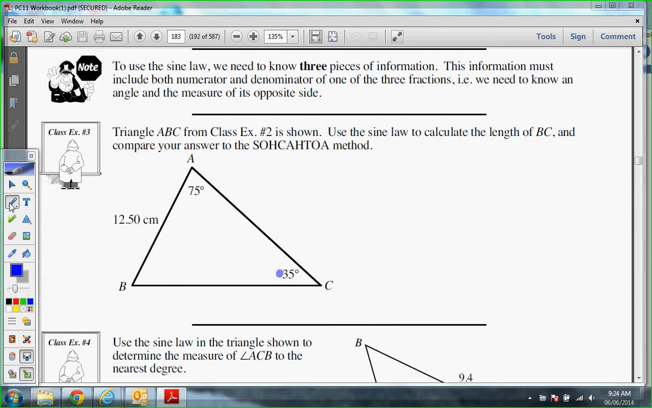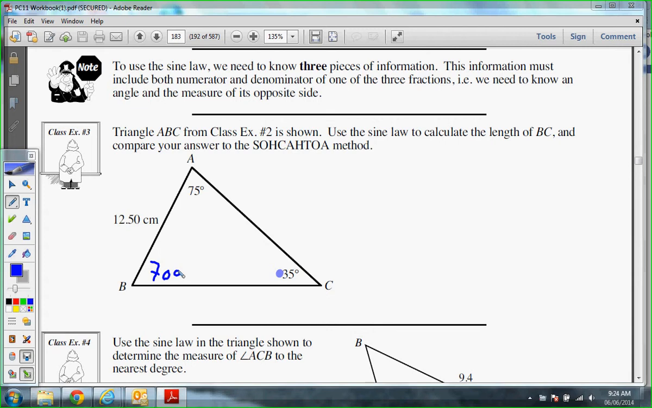35 plus 75 is 110, so this one is 70. Because I know that 70 plus 110 is 180. Every triangle is 180 no matter right or not right. Oops, too many rights. Okay, all right, so we're going to set this up here.